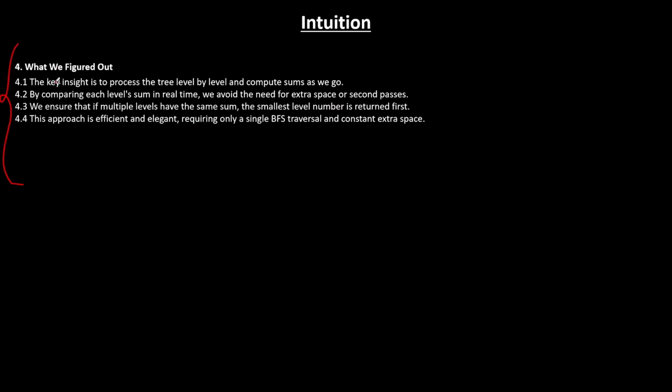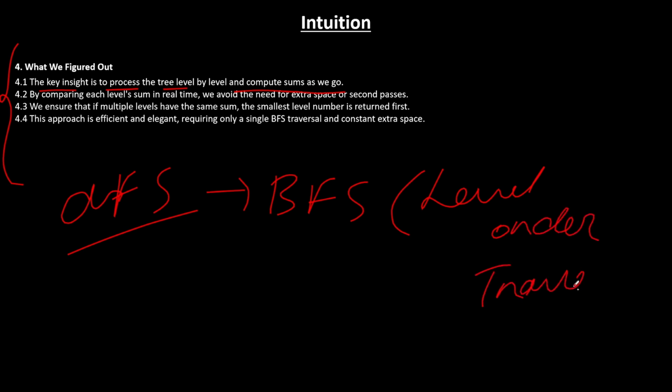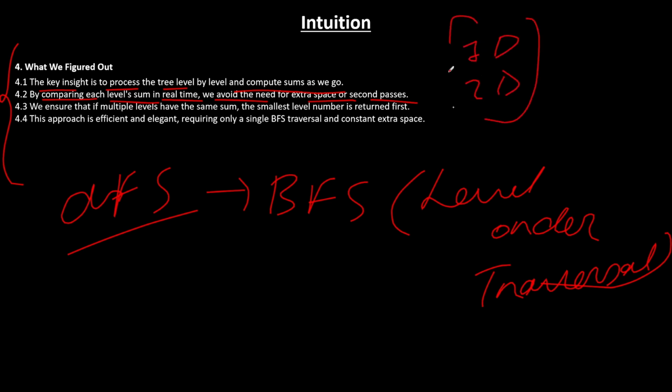What we figure out from this question is that the key insight is to process the tree level by level and compute the sum as we go. Instead of making the question much more complex, we will use BFS, which makes much more sense for level-wise traversal. By comparing each level sum in real time, we avoid the need for extra space or second passes. If you remember, since we calculated the sum in each level and updated the current sum in each level, we didn't need any 1D array or 2D array or any kind of list, and we didn't need any iteration after the complete traversal of the tree is done. So we have reduced a lot of time complexity and space complexity because of it.